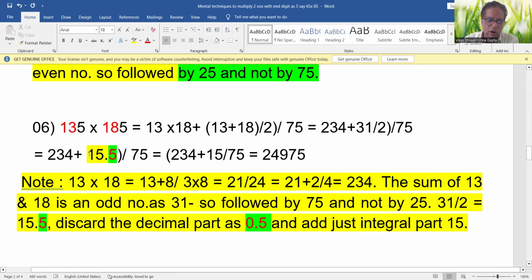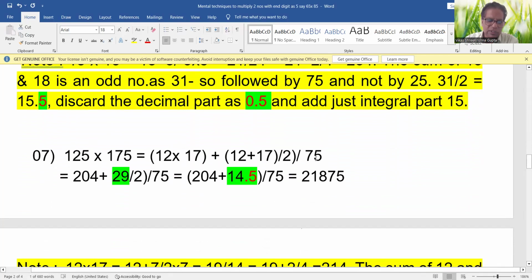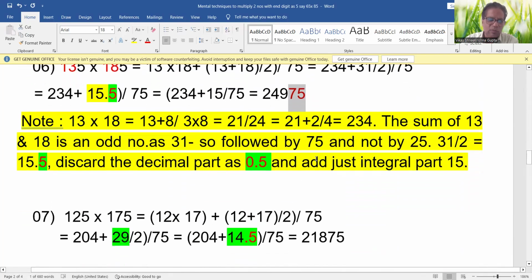Because 13 plus 18 is an odd number, the product will be followed by 75 and not by 25. So in this way, you can do these questions also. I have done more examples.